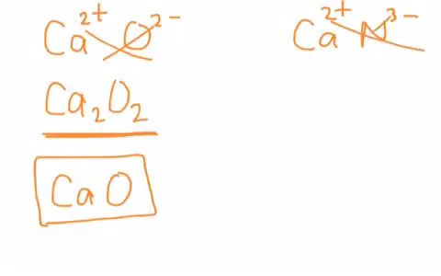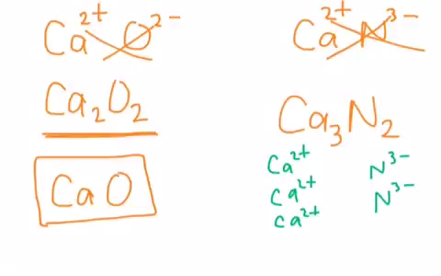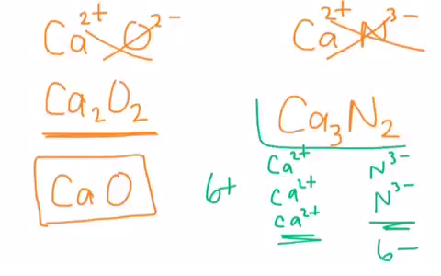The 2 crosses down, the 3 crosses down, and my answer here would be calcium, 3 of them, with nitrogen, 2 of them. If I want to verify that that trick actually worked, let's think about the ions that are there. I have 3 calcium 2 plus, 2 nitrogen 3 minus, and that gives me a total charge of 6 positives to be balanced out by 6 negatives, and that works out. So here's my answer. Thanks for watching.